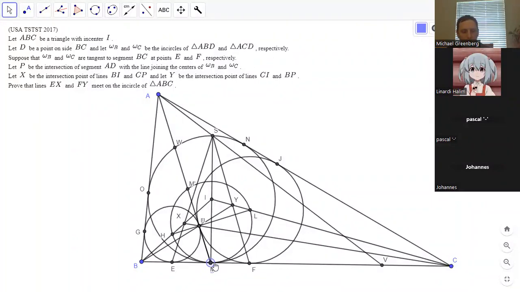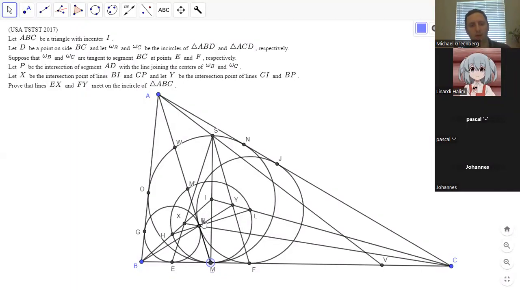Yeah, I think you can just calculate the length of that tangent, and it's just the same because BM minus BA is CM minus CA, just because M is the touch point of the incircle. Okay. So yeah, then those would be tangent on AM. And then it would be clear that ME equals MF.